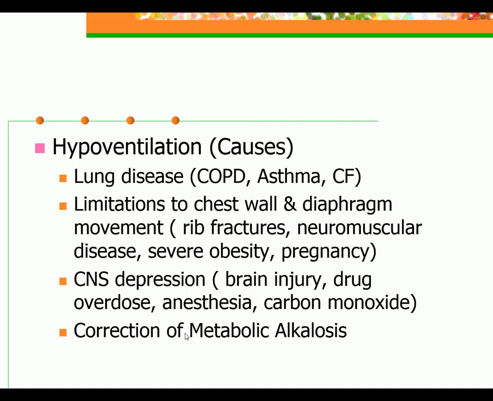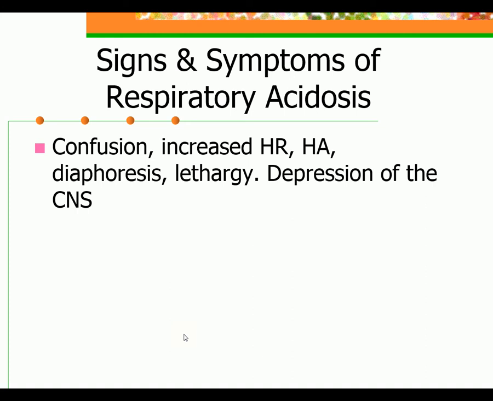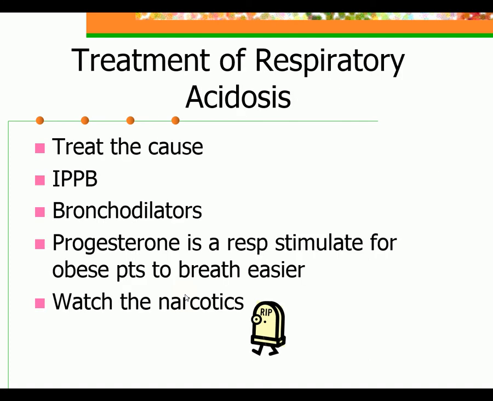Central nervous system depression, like brain injury, drug overdose, anesthesia, and carbon monoxide poisoning can cause hypoventilation, or overcorrection of metabolic alkalosis. Signs and symptoms of respiratory acidosis are confusion, increased heart rate, headache, diaphoresis, lethargy, and depression of the central nervous system. Again, if you know the key features that are on page 181, you'll be fine.